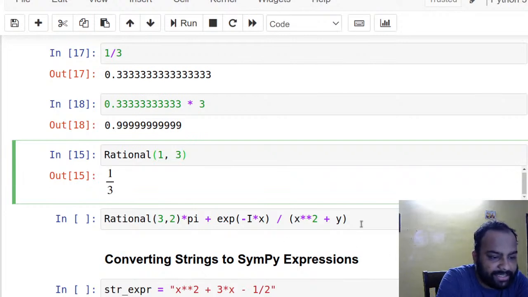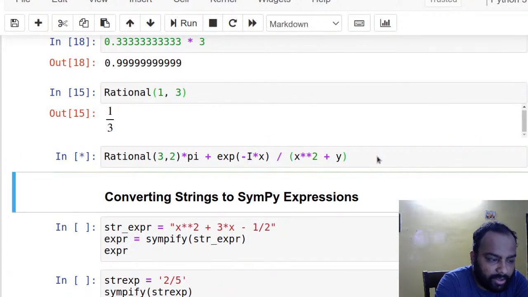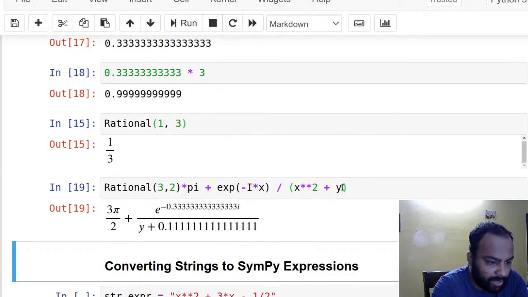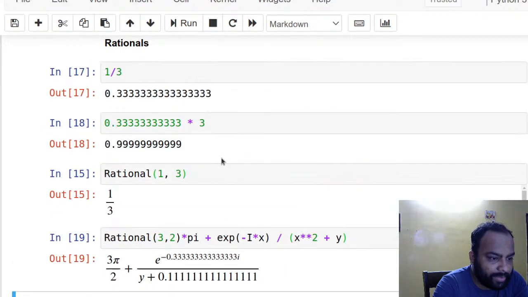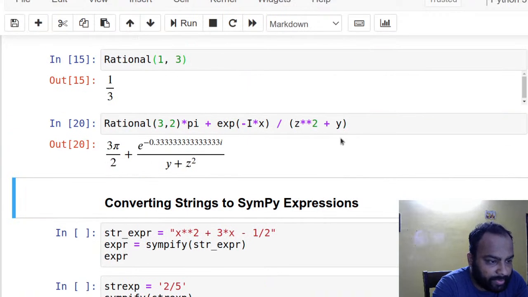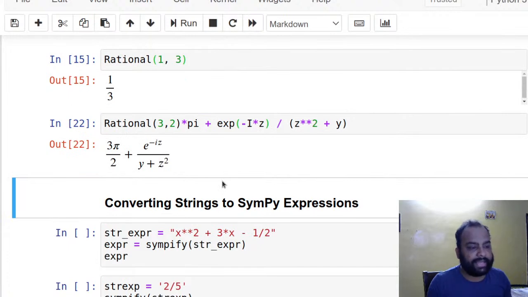This is just another example here. Look very carefully: this I is just the complex unity. I made sure that this y was wrong. Unfortunately I considered something to be y, so let's just say z. Fine, and I wrote x. Say something like that. Again, it's a symbolic representation.